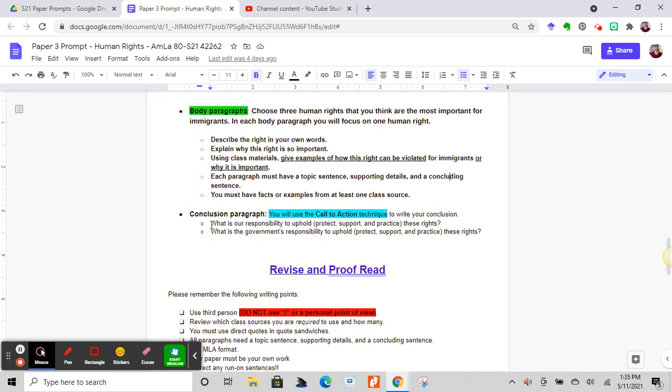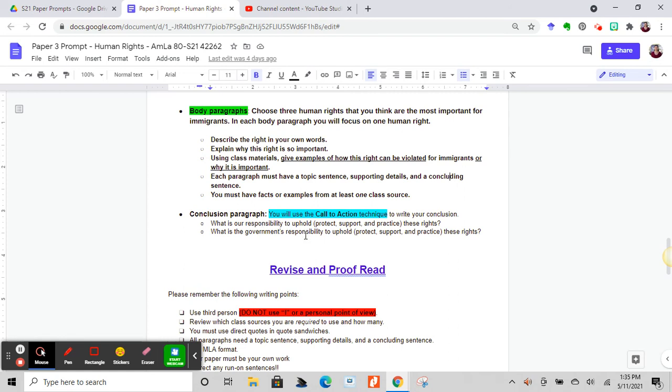Okay. Your conclusion paragraph, we are telling you to use the call to action technique. So your conclusion paragraph, you do not get to choose which technique you would like to use. We are assigning you the call to action technique. Remember, if you need to review this way to write a conclusion paragraph, you can find that information in the writing resources module. Okay? These questions are here to help you write this paragraph.